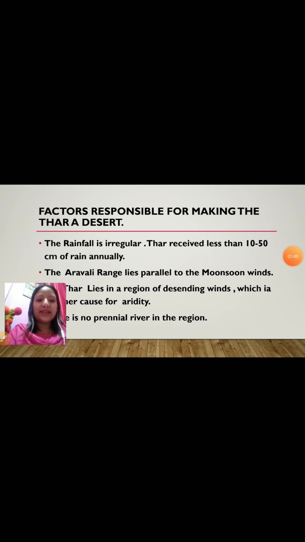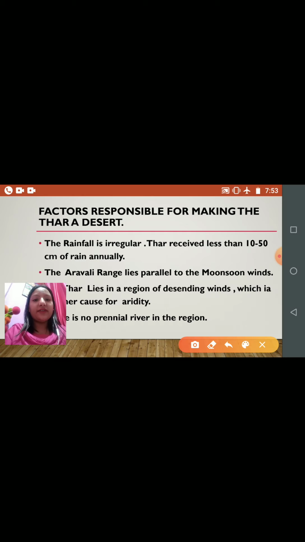Now next we will see the factors responsible for making Thar a desert, which is a very crucial point of the topic. First, the rainfall is irregular; the region receives only 10 to 50 centimeters of rain annually, meaning yearly. Then the Aravalli range lies parallel to the monsoon winds and is thus unable to force the winds into this area.